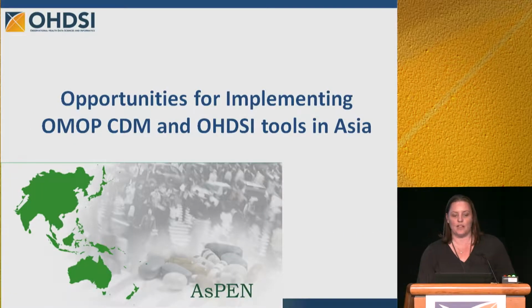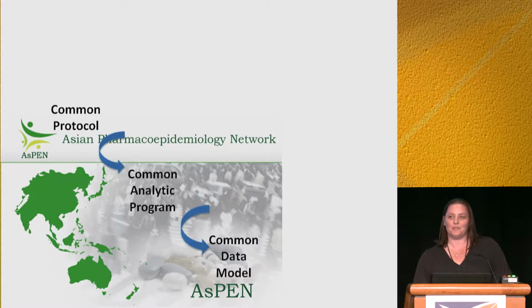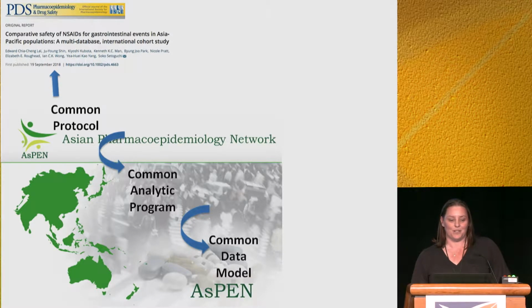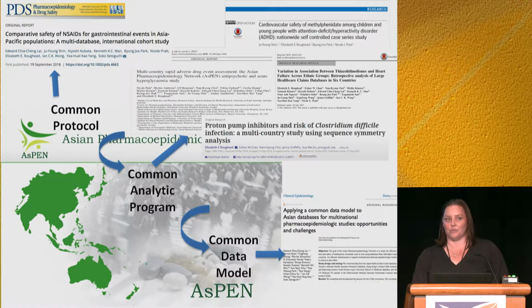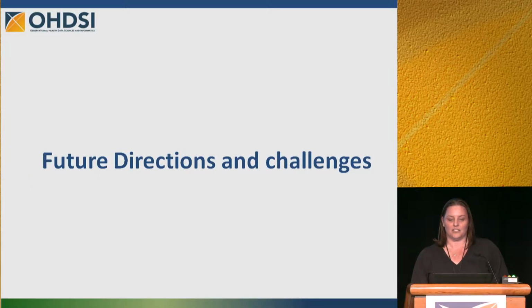Also part of ASPEN, which is the Asian Pharmacoepidemiology Network, and we've used a process which has now come to the common data model. We first started out with a common protocol, then we went to a common analytic program, and then a common data model. And we've published one study using a common protocol that was published just this year, started in 2009. So it took a long time in the process. Common analytic program, we've been able to generate lots of evidence, and now we have the common data model in the ASPEN network.